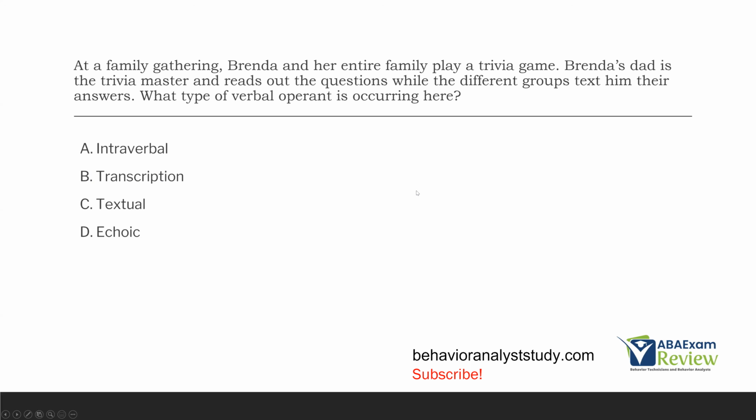That's why it's so important that you understand which verbal operants have point to point and which ones have formal similarity. It's going to get you through these questions pretty simply if you know those aspects of the verbal operants. So, what type of verbal operant is occurring here? Well, it's an intraverbal. Brenda's dad reads the questions. The groups text him their answers. No point to point, we have intraverbal.